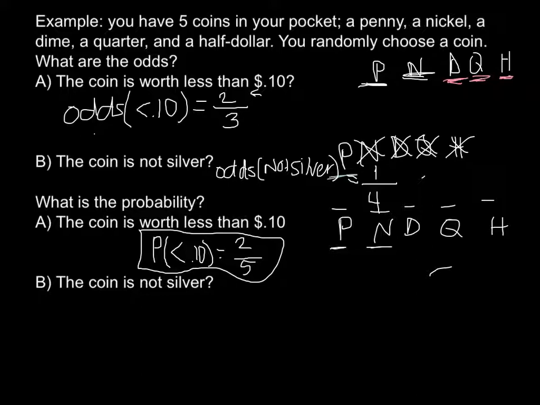So do you guys kind of see the difference? We've got 3 on the bottom here because these are the 3 we don't want to pick. And for odds, and when we say probability, we have to count all of our options for our denominator.